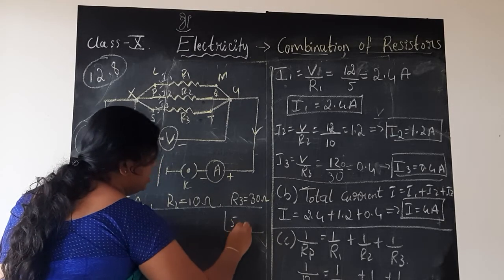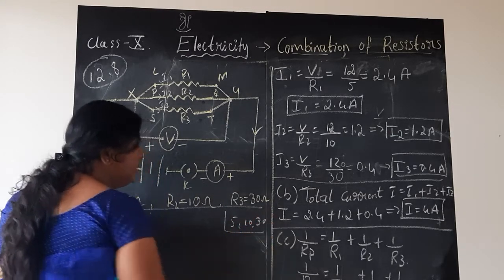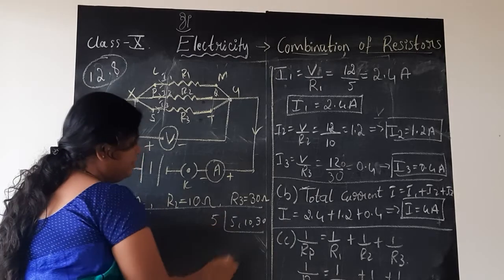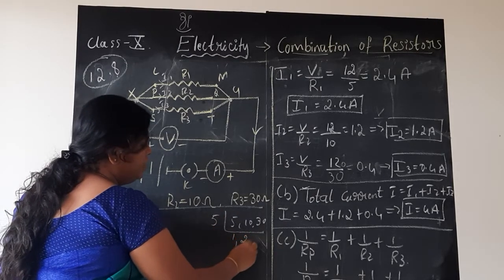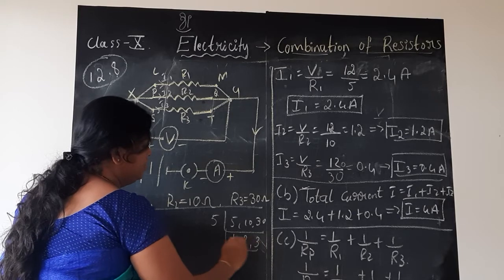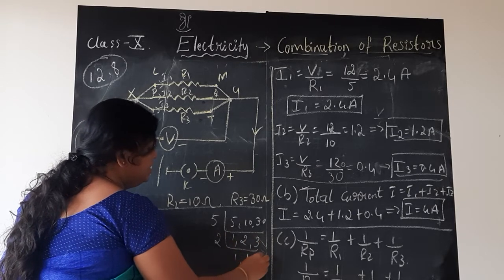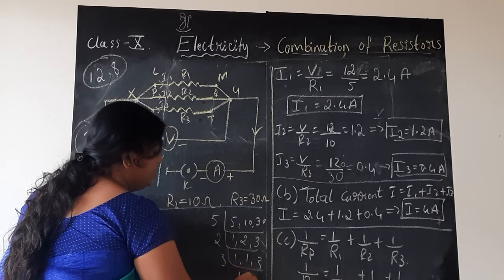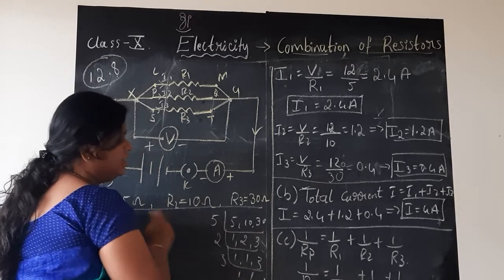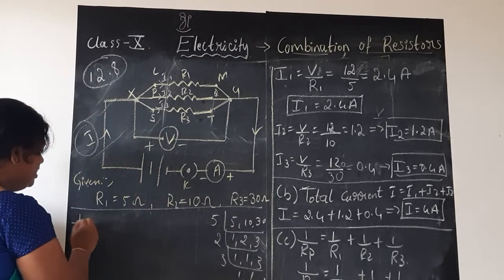So primary mathematics, shall we do? Start with the 5 table. 5 ones are 5, 5 twos are 10, 5 threes are 15. 2 ones are 2, 2 twos are 4, 2 threes are 6. 3 ones are 3, and so on. 5 twos are 10, 10 threes are 30. So clearly the LCM is 30.